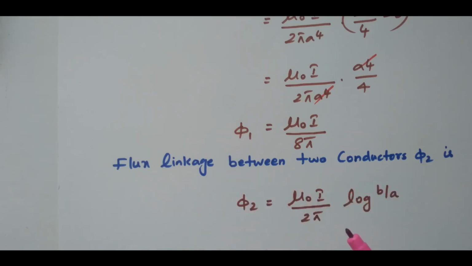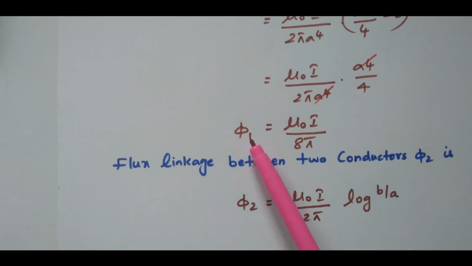Here we have only one conductor, but for single phase we need one more conductor. We assume that nearby one more conductor is there. The flux linkage between these two conductors is φ2. What is this value? Mu naught I divided by 2 pi log B by A. This derivation is available in a previous video, the inductance of a cable or inductance of a coaxial transmission line with inner and outer cylinders. From that we are referring to this value, mu naught I divided by 2 pi log B by A.